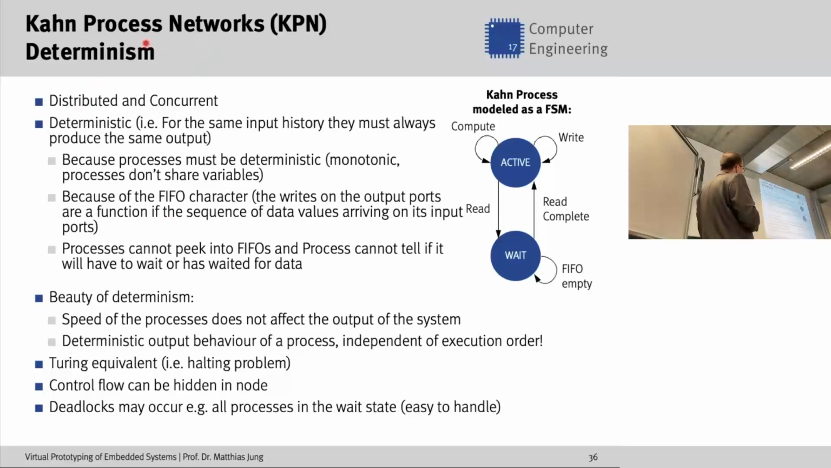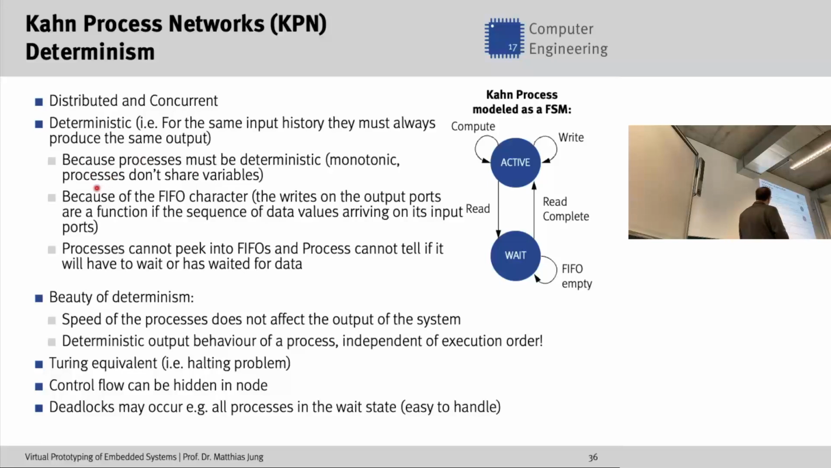So some facts about the KPN. They are distributed and also concurrent. So that's also very powerful. They are also deterministic. That means that for the same input history, they must always produce the same output. And because the processes must be deterministic, they are also not allowed to share variables and information. So all the information that flows through the system is only allowed to go through these queues.